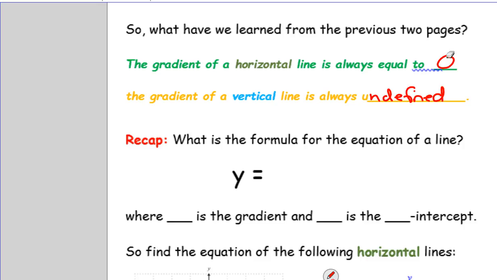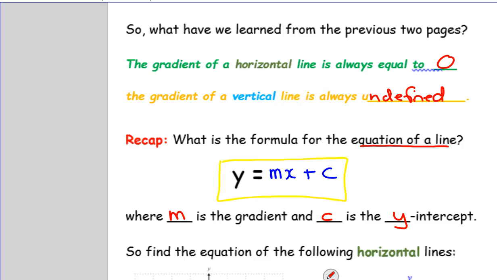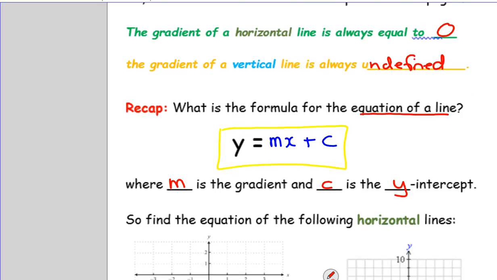Fabulous. Recap. What is the formula for the equation of a line? You can remember, it's y equals mx plus c. A little formula, so let's give it a golden halo. Where m is the gradient and c is the y-intercept of the graph. So to recap these things.